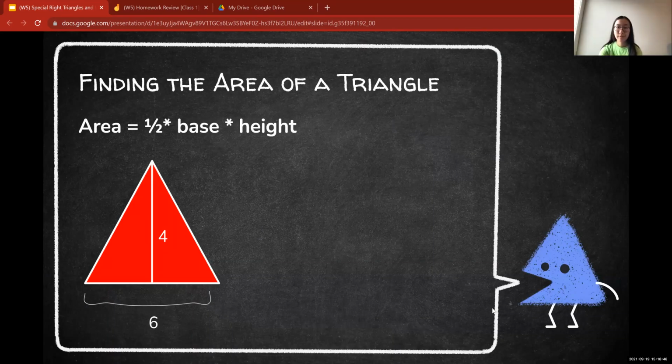All right, finding the area of a triangle. The formula for the area of a triangle is 1/2 times base times height. In this triangle, you can see that 4 is the height of the triangle and 6 is the base. So go ahead and try to find the area of it and type your answer in the chat.